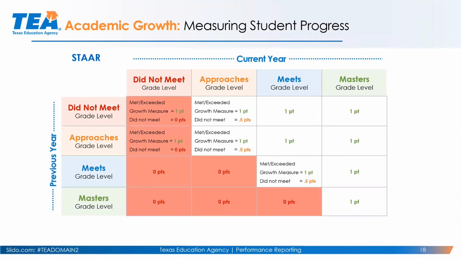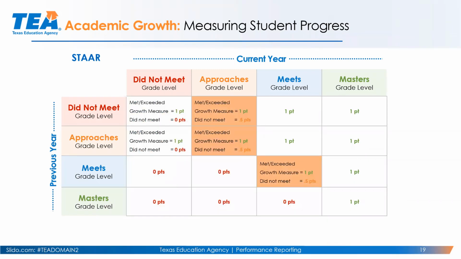Let's look at other examples. So there are 7 different ways to not earn any points for academic growth. No points are awarded for not growing or for not maintaining proficiency. For example, a student had masters grade level performance in the previous year and now has approaches grade level in the current year. Although the student did pass the test last year and passed this year, the student is awarded no points for academic growth because the student did not meet or exceed growth expectations, nor did the student maintain the same level of proficiency from last year to this year.